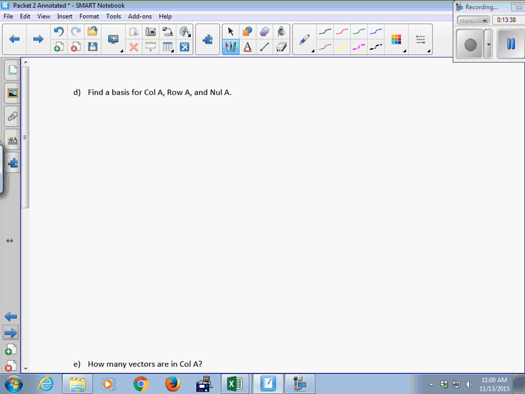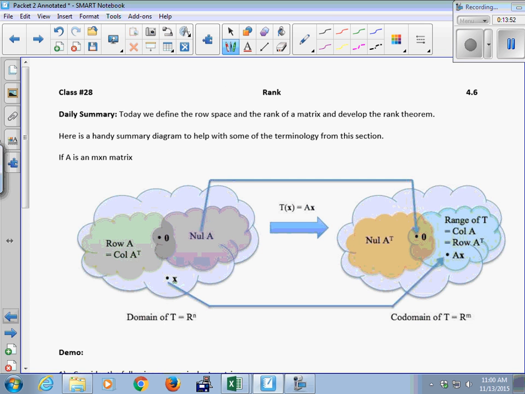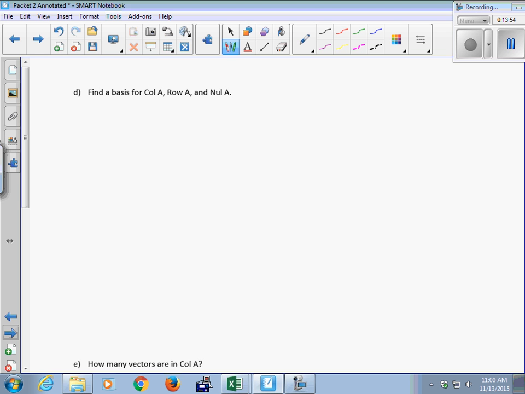All right, so I want to find a basis for the column space of A, the row space of A, and the null space of A. So, right, but I already reduced it all for you, so let's just use those matrices. So I'm working on a basis for col A. So let me just write this down here. Basis for col A is, okay.